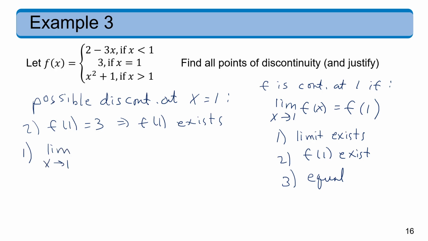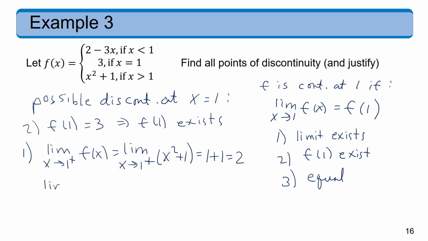Now, because of having a different formula on each side of 1, that suggests we need to consider one-sided limits in order to determine the regular limit. So let's start with the right-sided limit. For a right-sided limit, we're approaching 1 from the right, which means x is greater than 1. So if x is greater than 1, we're in this category, and we can replace f of x with the formula x squared plus 1. Since that's a polynomial, we can always evaluate those limits using direct substitution. So we get 1 plus 1, which is 2.